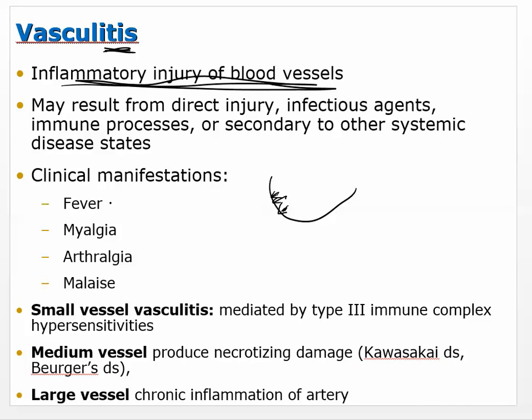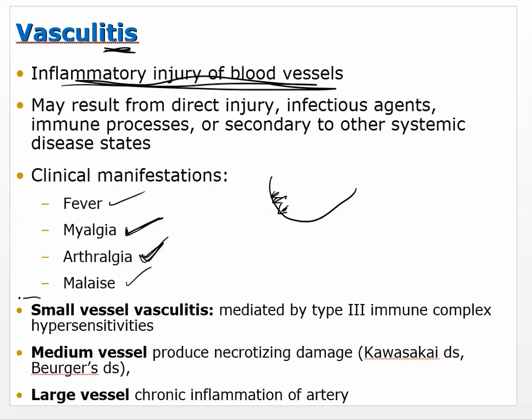Okay, so clinical manifestations, so some of the signs and symptoms: fever, myalgia or muscle pain. Okay, so if you have damage to the vessels, especially associated with muscles, muscle pain, joint pain, so arthralgia is joint pain, malaise.